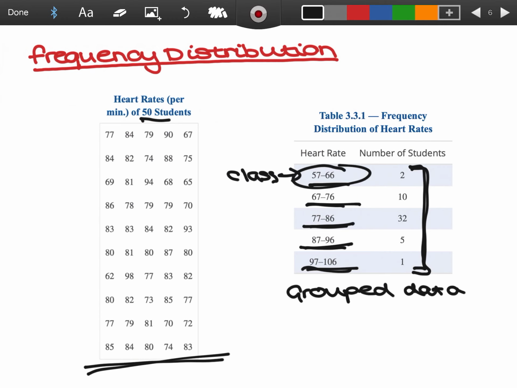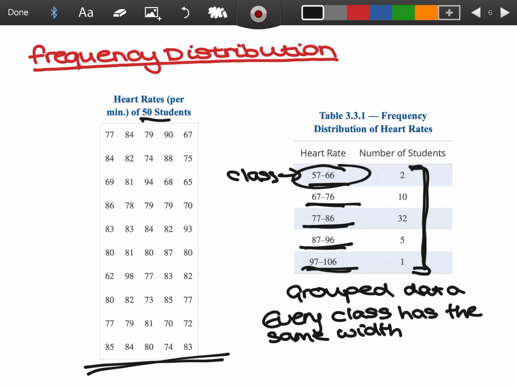So whenever you get one of these questions, when they ask you what is the width of any particular class, okay, again, remember that every class should have the same width. Okay, we're going to make a note of that. Every class has the same width.